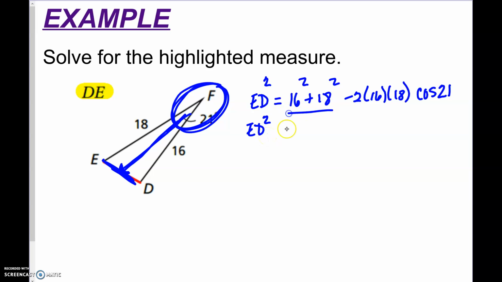So 16 squared plus 18 squared is 580. And again, you can just plug this all into your calculator. And then this is going to be minus 2 times 16 times 18, which is actually 576. And then we still have the cosine of 21. All right, so really you're just going to plug all of that into your calculator. And I can't remember what I get here. So 580 minus 576 cosine 21.